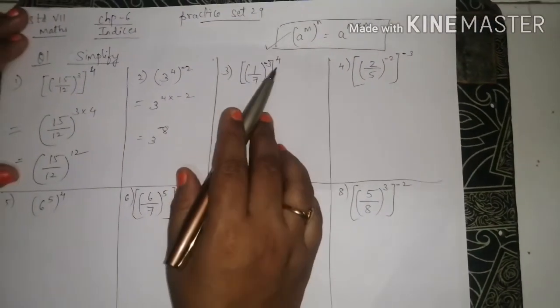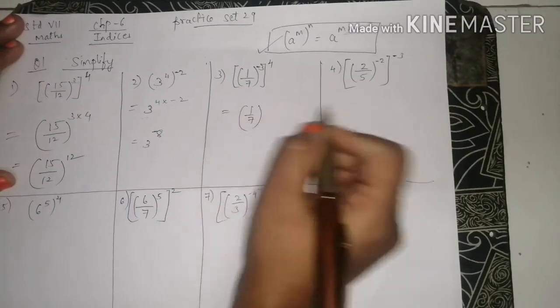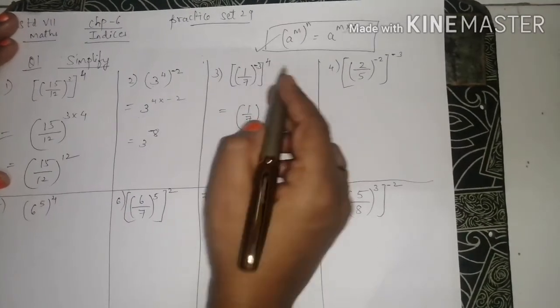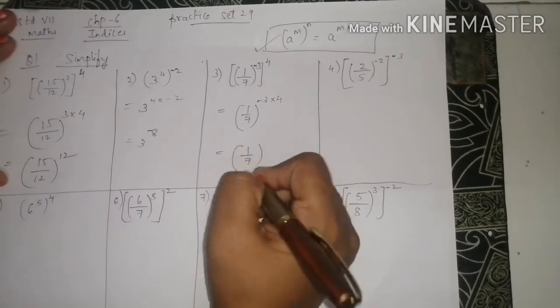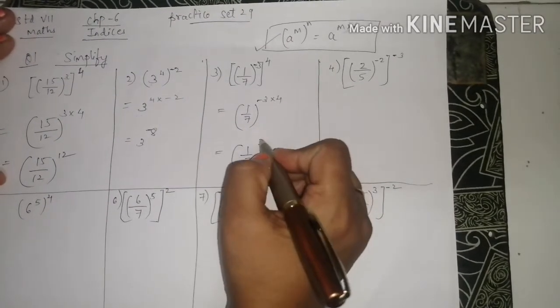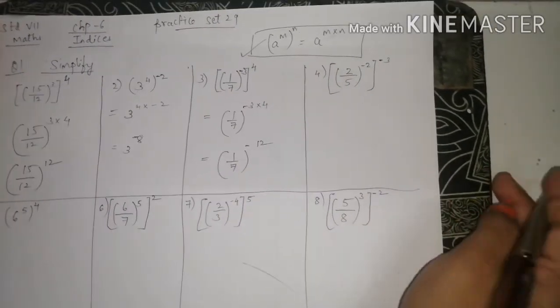Third one, (1/7)^(-3)^4. So 1 upon 7, you write one time as it is. 3 and 4, minus 3 multiplied by 4. So (1/7) raised to minus, plus is minus, 3 4s is 12. So the answer is (1/7) raised to minus 12.